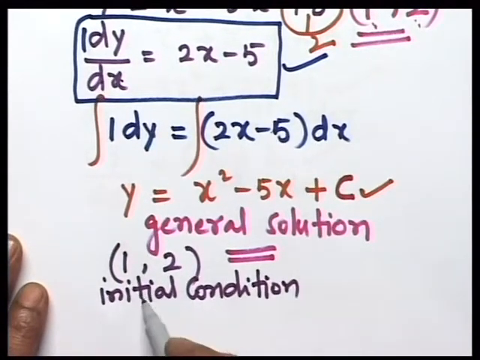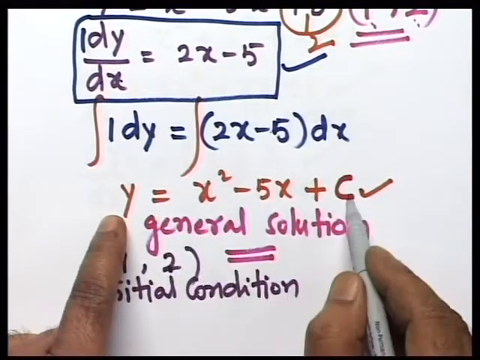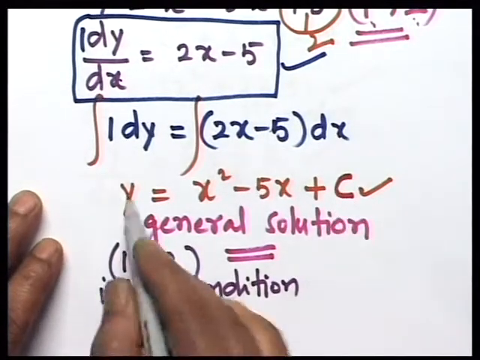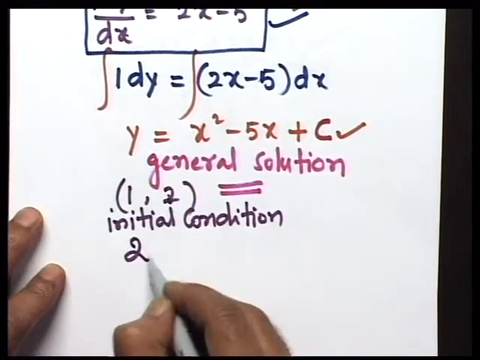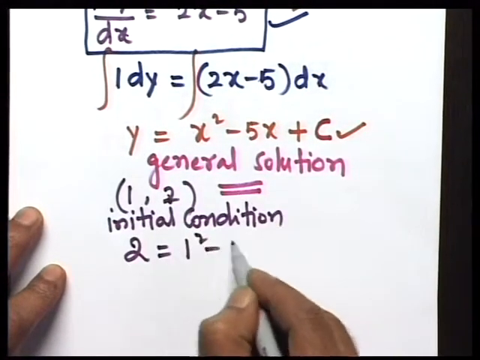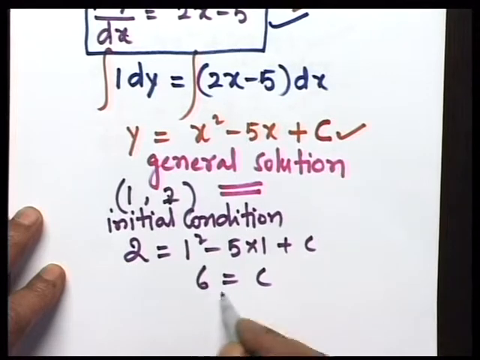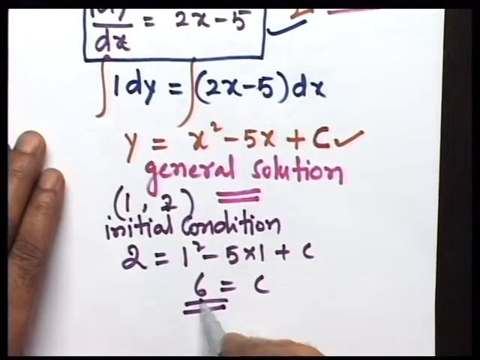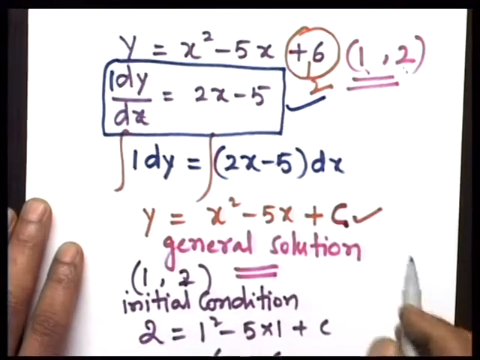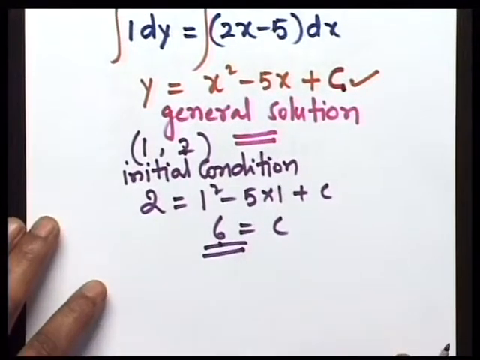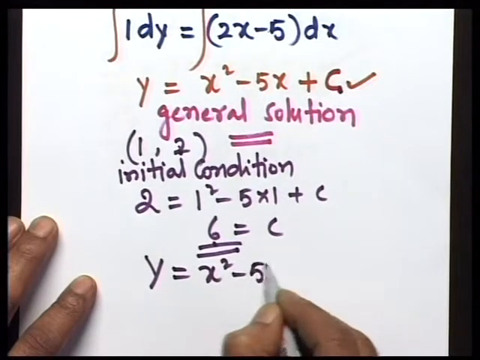So when the initial condition is given to you, we can substitute that in this equation and find the value of c. So y equals 2, and x is 1. So it's 1 squared minus 5 times 1 plus c. You get the value of c as 6. Once you get 6, we put that value back here. Then we get the original curve. So once you find that value of c, you write the final answer as y equals x squared minus 5x plus 6.